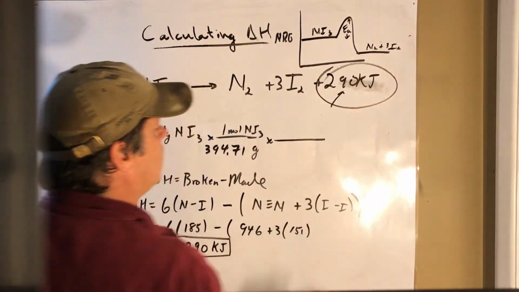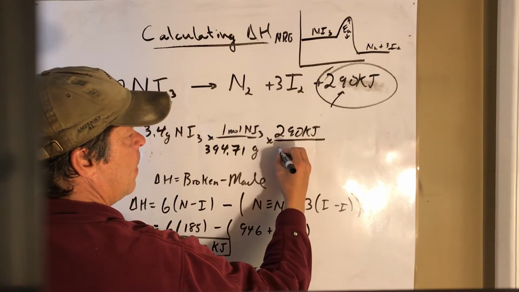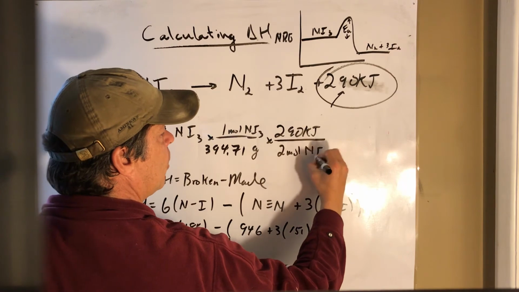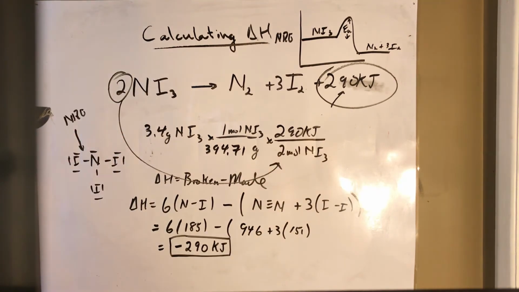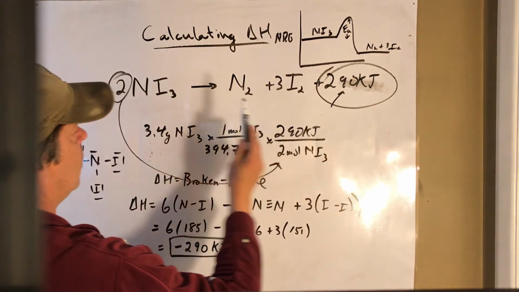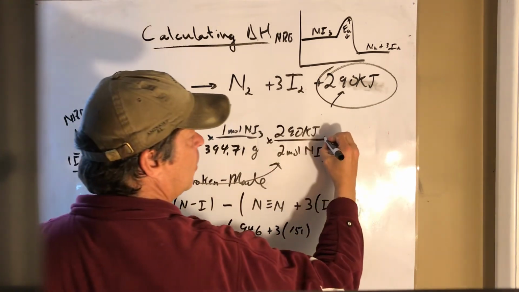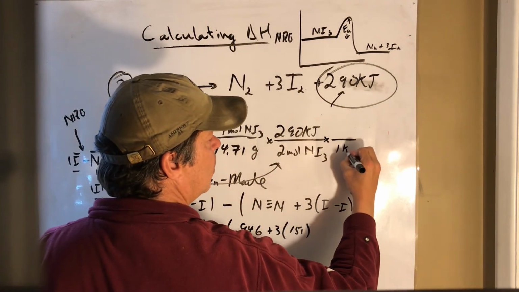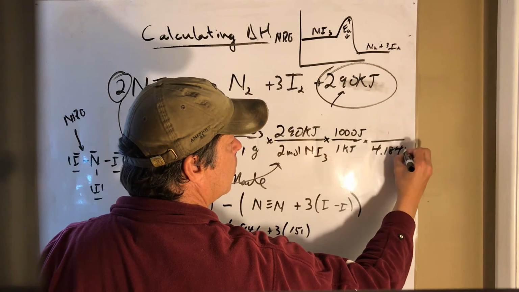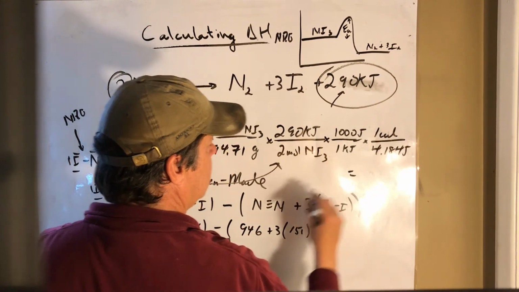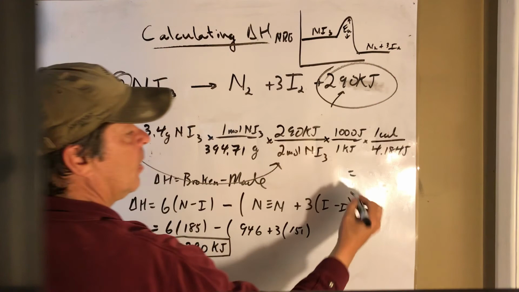Now we're going to take advantage of this. We know that for every 290 kilojoules of energy, 2 moles of NI3 must be decomposed. So that 2 comes from there. For every 290 kilojoules, you need 2 moles of this to break apart, 1 mole of this to form, 3 moles of this to form. Now we can also convert this to calories. So we remember 1 kilojoule is 1,000 joules, and then maybe you remember 4.184 joules is 1 calorie. I didn't work out the answer, it doesn't really matter. Just use 2 sig figs here.